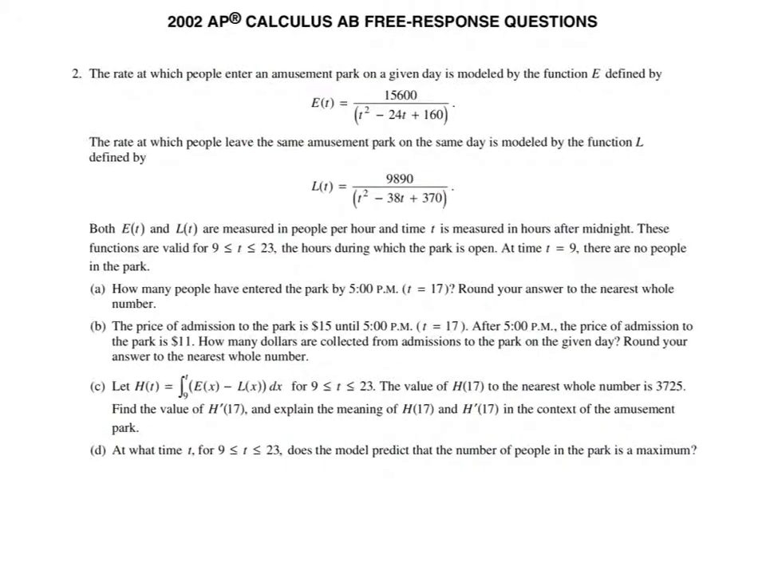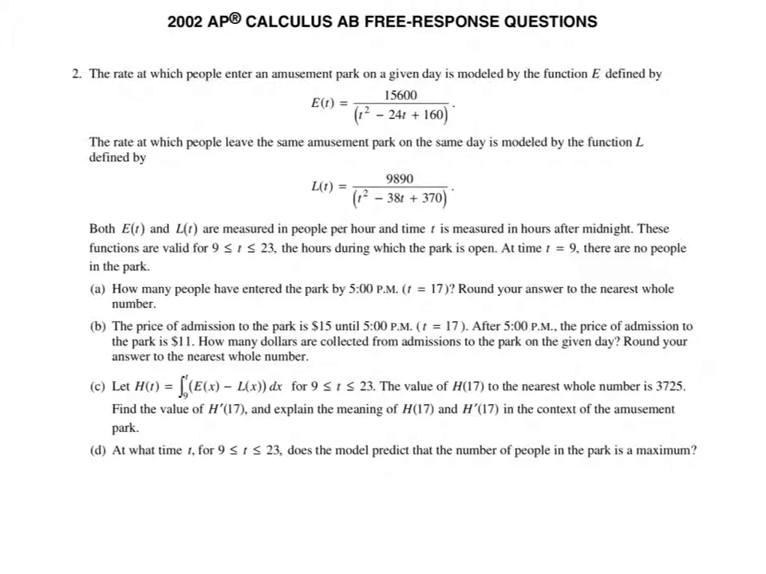Now I just briefly wanted to talk about this free response question, because it is such a common question type on the AP exam. We have the rate at which people enter an amusement park, modeled by that equation. The rate at which people leave the amusement park is modeled by that equation. They're measured in people per hour, and time is measured in hours after midnight. The functions are valid from 9 to 23 because that's when the park is open. At time 9, there are no people in the park. I don't necessarily want to get all the answers here, but I do want to talk about some strategies.